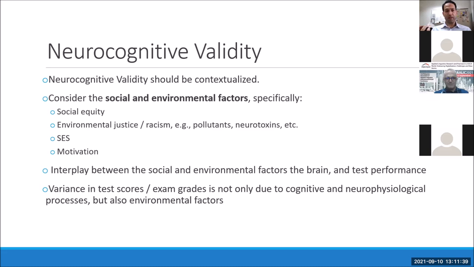And this might be surprising to some people because how could pollutants and neurotoxins affect test scores? But there is a lot of research outside of the field of language assessment that shows that there's a connection between our environments, our brain, and our academic performance. And language assessment is, of course, no exception. We also need to take into account the effect of SES, motivation, and other factors that have to do with our environments and also our neurophysiological attributes.